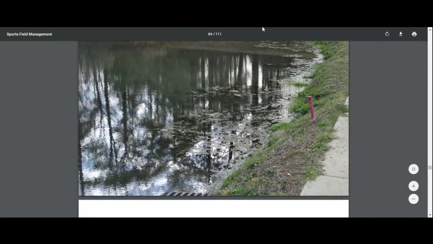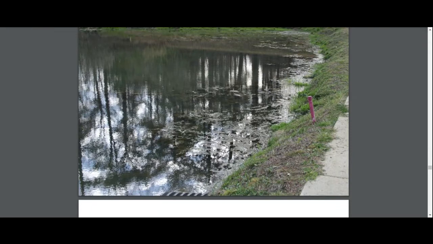And does this look familiar to anybody? Have you seen a pond that looks like this? What are you seeing? I see algae.